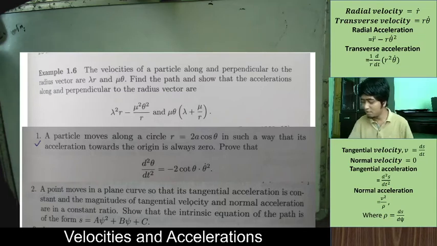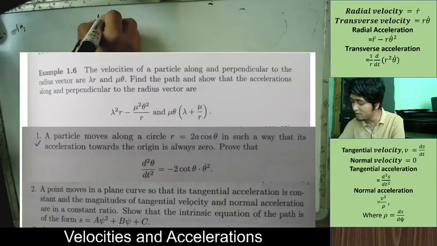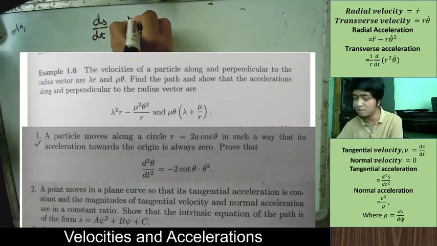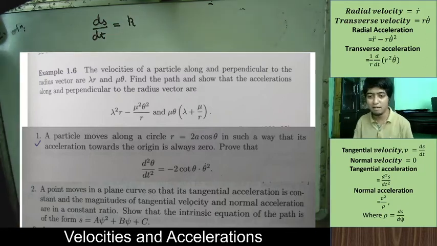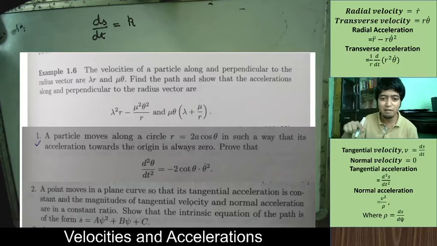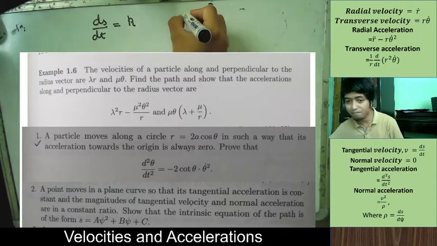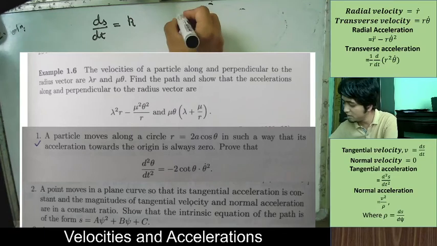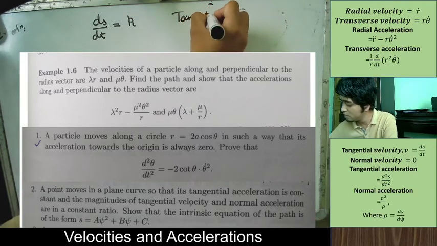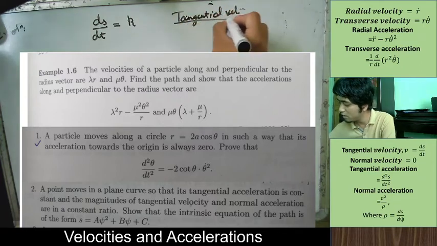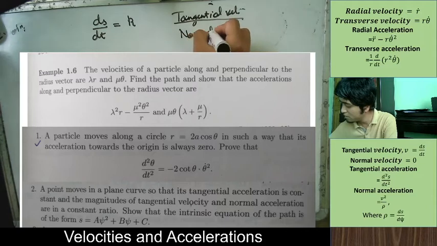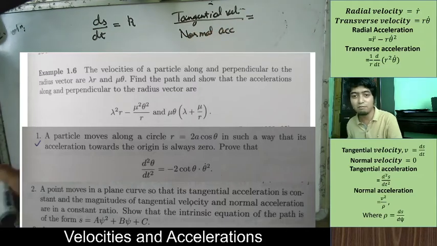Tangential acceleration is constant, so we can write d²s/dt² equal to k. Let's denote it with k, which is constant. Also, the magnitude of tangential velocity and normal acceleration are in a constant ratio: the magnitude of tangential velocity divided by normal acceleration is equal to another constant.